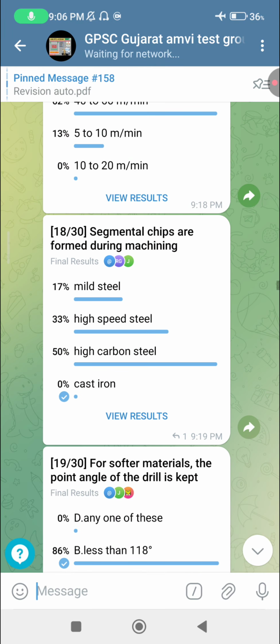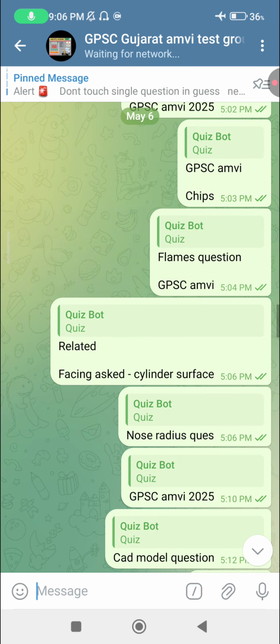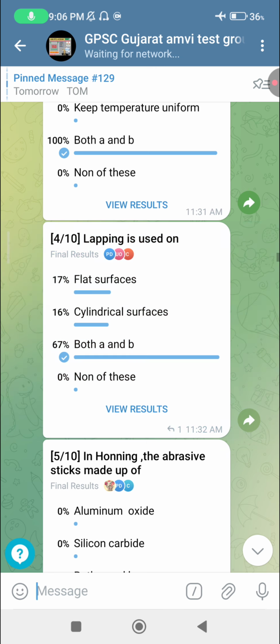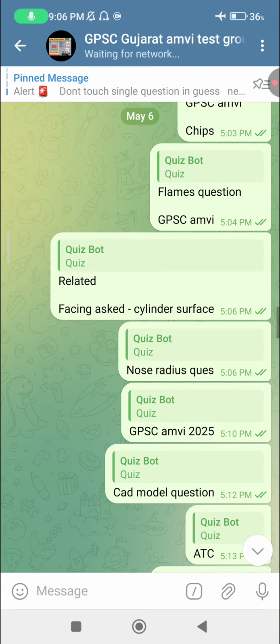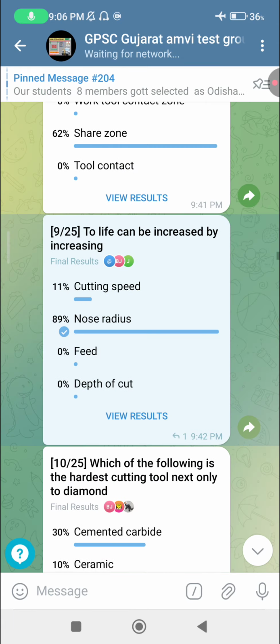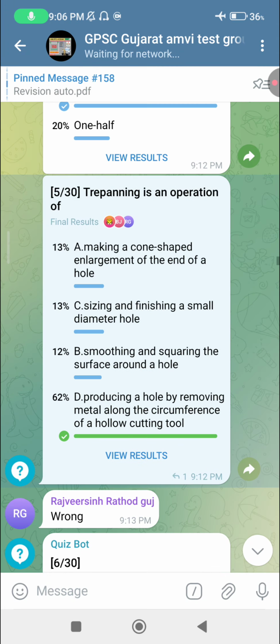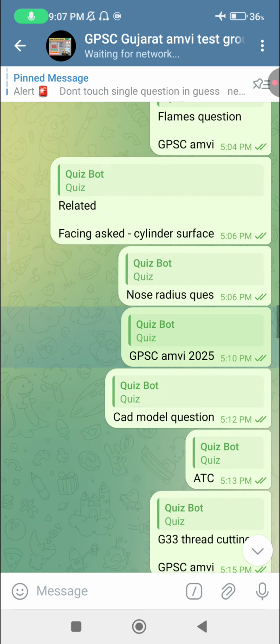Then a chips question has been asked: what chips are produced during cast iron machining? Then a flame question has been asked. Then a lapping process produces both flat and cylindrical surfaces; in your question, facing is the answer which produces cylindrical surfaces. Then a nose radius question came. It is used to increase the strength and tool life. Then trepanning has been asked, which produces a hole by removing metal along the circumference with a hollow cutting tool.